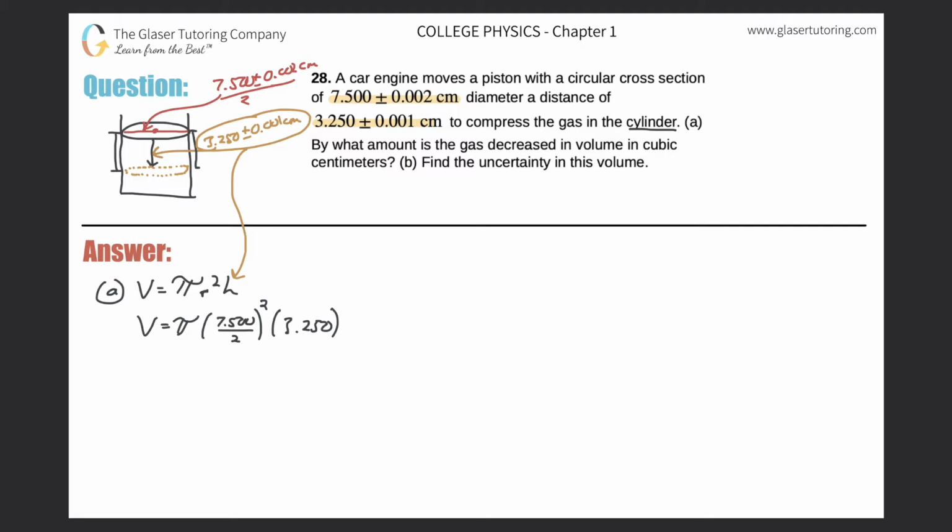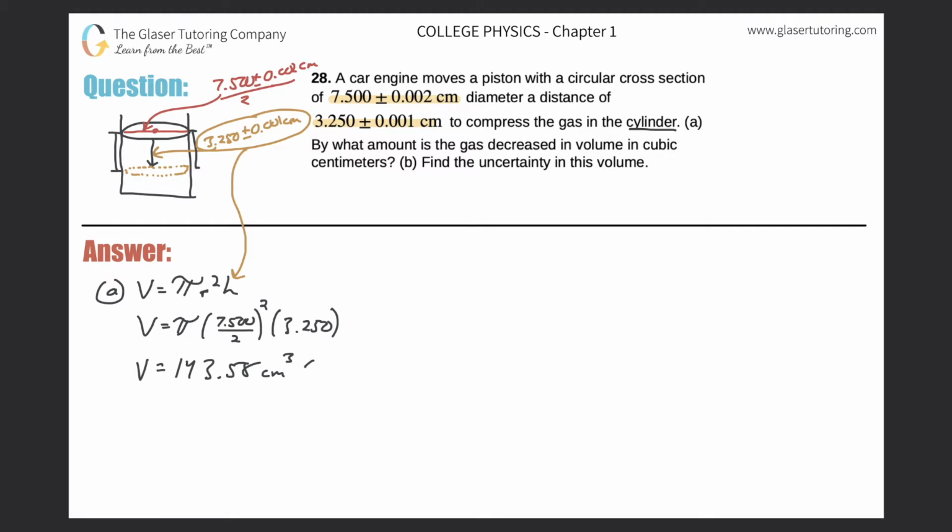Okay. So now let's just take this and plug it into the calculator. We're going to do pi times 7.5. Actually, use parentheses if you're going to do this all in one step. So parentheses 7.5 divided by 2. Close the parenthesis and then square that. And then multiply it by 3.25. Okay, so the value works out to be about 143.58. And that's centimeters cubed.